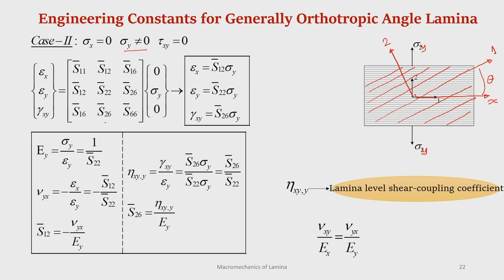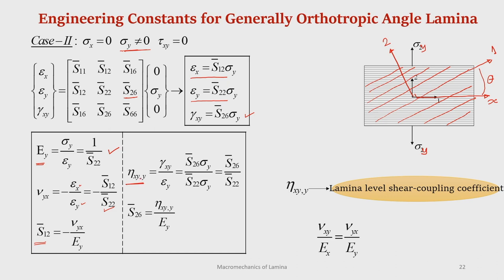Therefore, using this stress strain relationship, because of application of sigma y, there is a normal strain epsilon x, there is of course a direct normal strain epsilon y, and in addition, because there is a shear coupling coefficient, because this term is non-zero, there is a shear strain gamma xy. So going by definition, again Young's modulus along y is nothing but sigma y by epsilon y, and this is 1 by S22 bar. Poisson's ratio nu yx is the ratio of epsilon x by epsilon y when only sigma y is acting. This is the case here. Therefore, the Poisson's ratio is S12 bar by S22 bar negative, of course, and we can express S12 bar like this. And again, we have the shear coupling. Now, it is eta xy comma y.